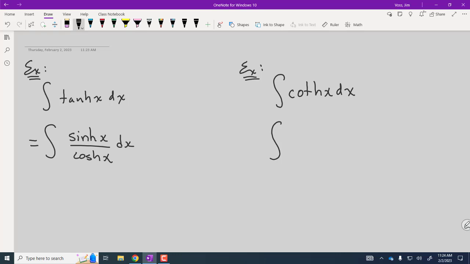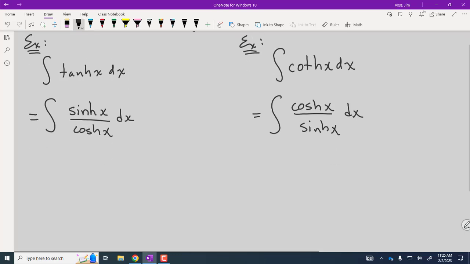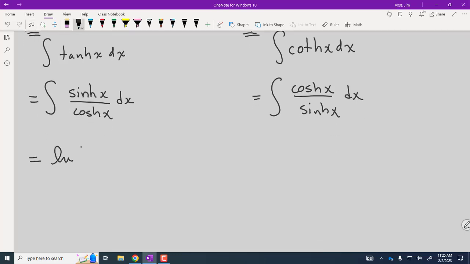And cotangent is going to be cosh over sinh. What form are both these integrals in? Log form. Those are both in log form. Remember that log form is when the derivative of the denominator is identically the numerator. And when the derivative of the denominator is identically the numerator, we're done. It's natural log of the absolute value of the denominator. That is how we integrate something in log form.